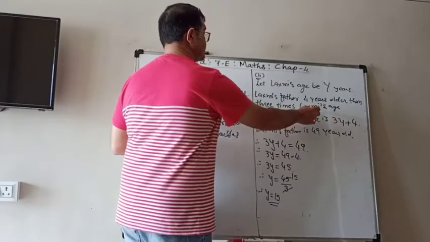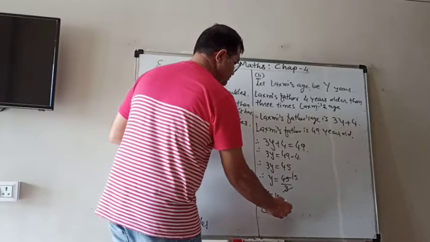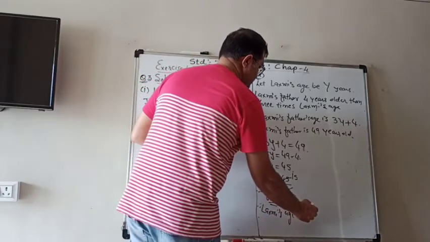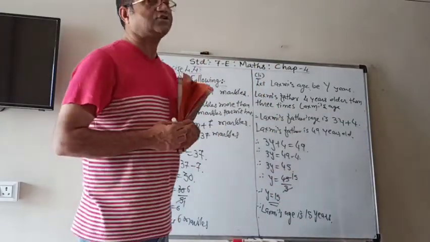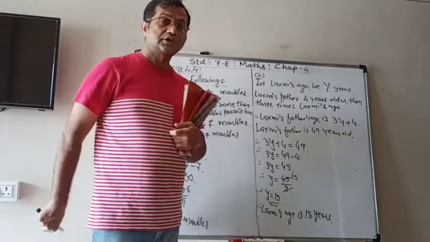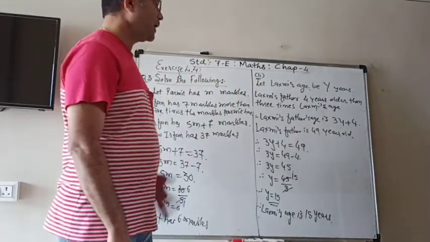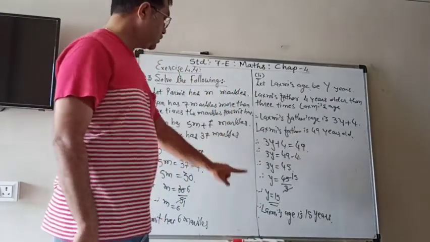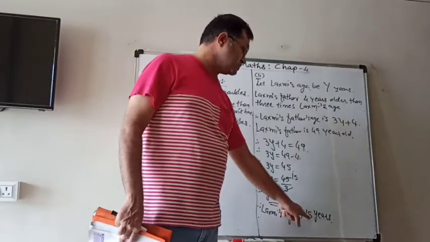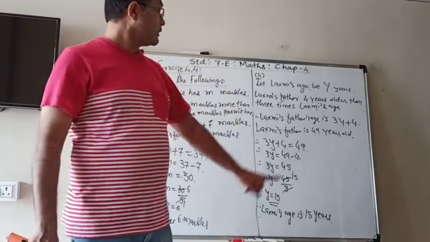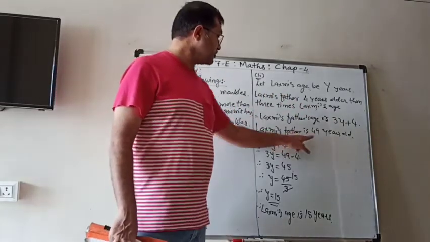What is y? Lakshmi's age. Therefore Lakshmi's age is 15 years. And in the beginning also I told you that in this chapter you can check whether your answer is right or wrong. How? You have to put that in the condition. 3 times Lakshmi's age means 15 3s are 45. Plus 4 years older, 45 plus 4, 49. And it is given that he is 49 years old.